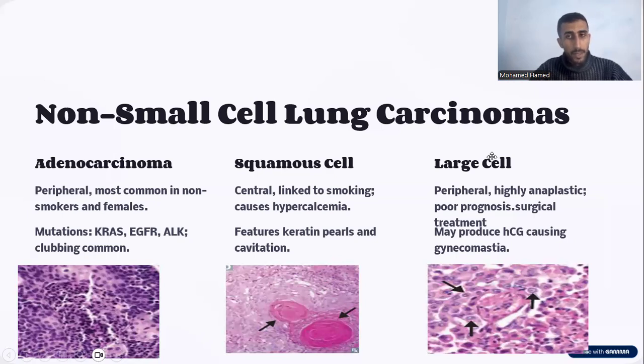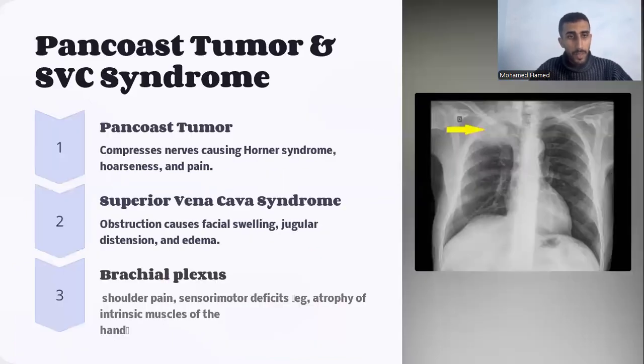And the next subdivision of non-small cell lung cancer is large cell carcinoma. Again, it has a peripheral location, and is highly anaplastic. Large cell carcinoma is very aggressive, highly anaplastic, with poor prognosis, and the treatment is surgical, and it may produce gynecomastia by secreting HCG. So it can secrete HCG, and it can cause gynecomastia.